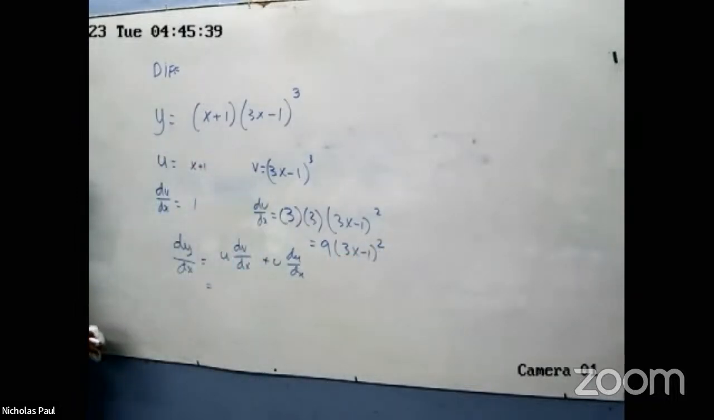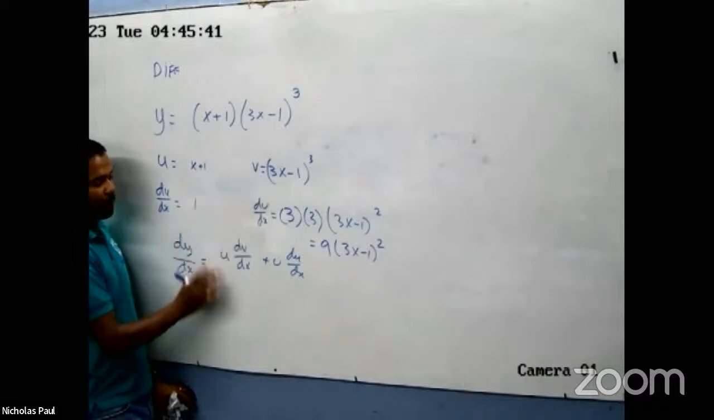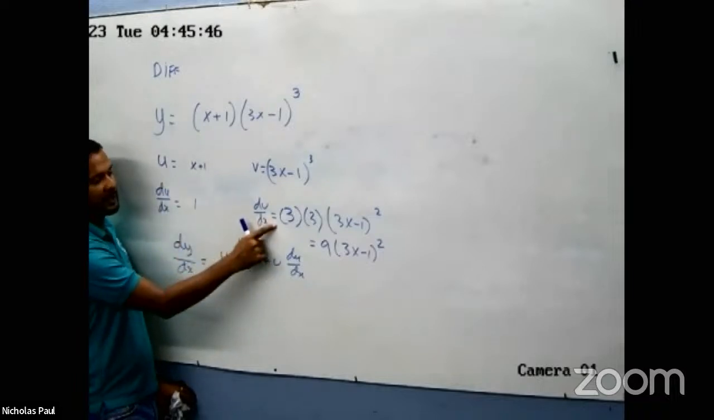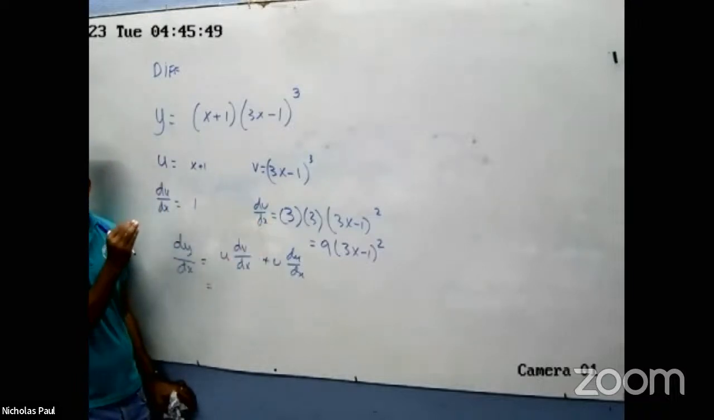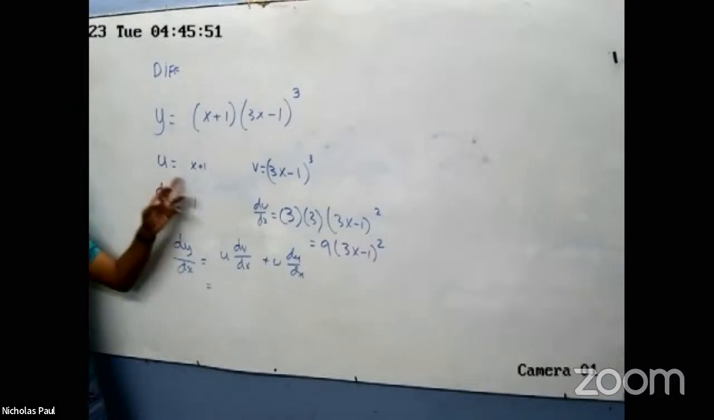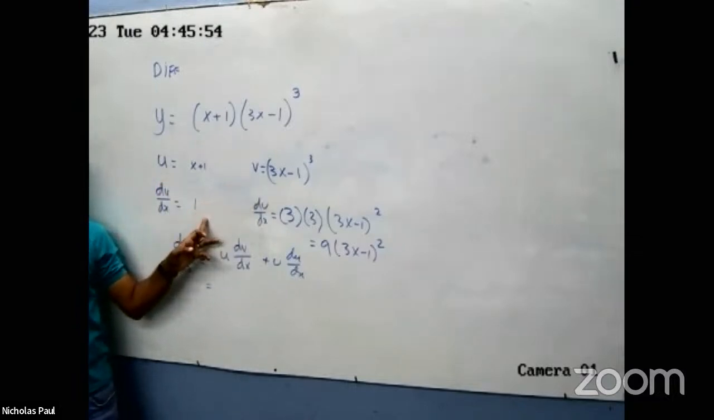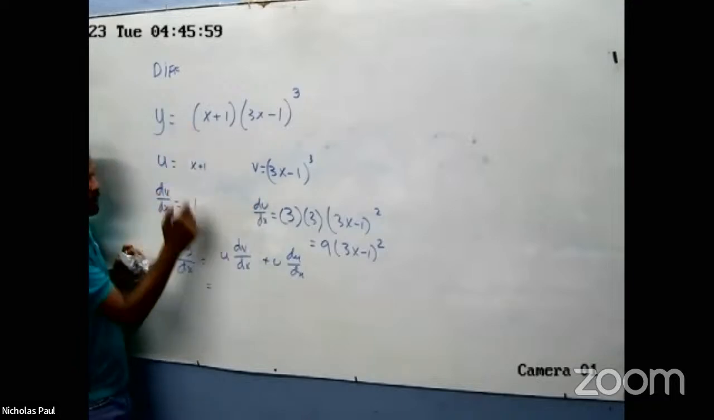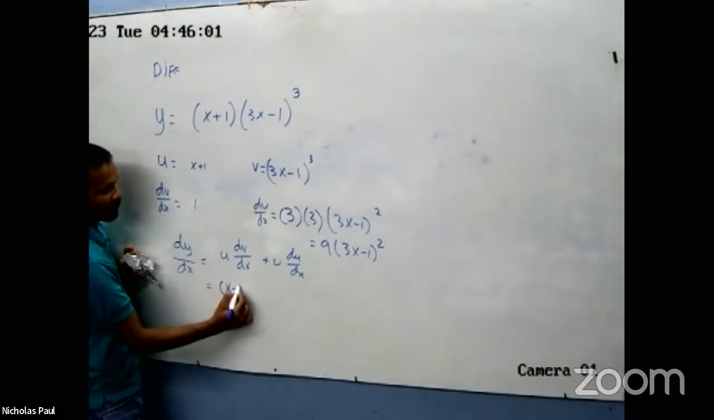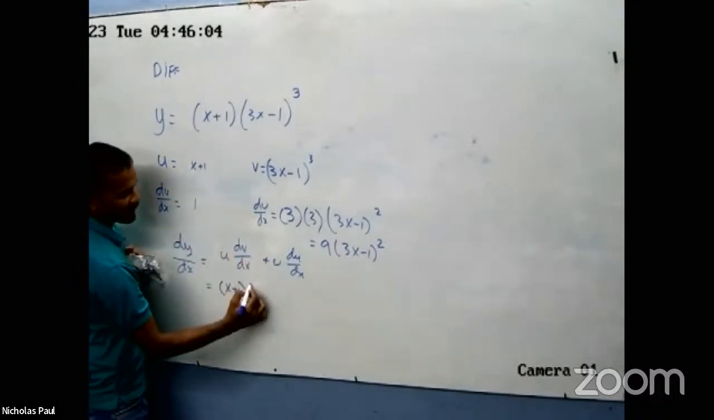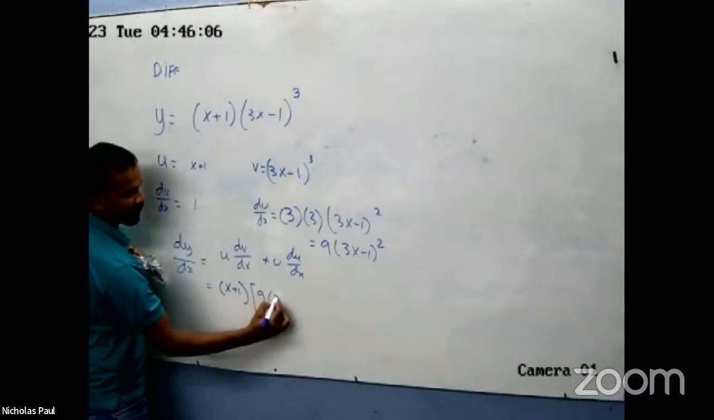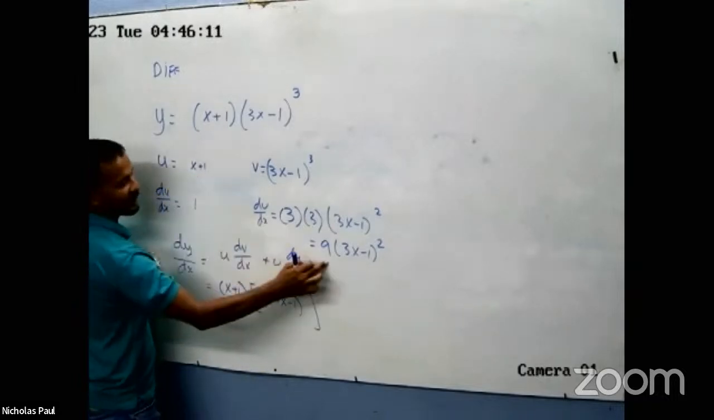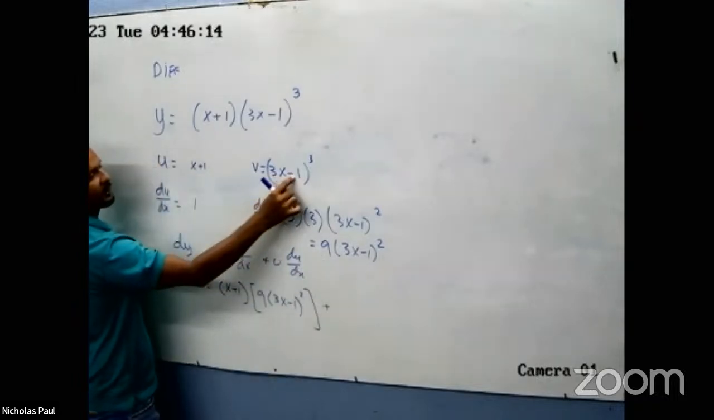Shannon, you got that? And then you plug it in the formula, right? So it's u by this, v by this. If you write it this way, the formula is always this by this plus this by this. So it will be u, which is x plus 1, by dv dx, which is 9 by (3x minus 1) squared. So it's this by this plus (3x minus 1) by 1.